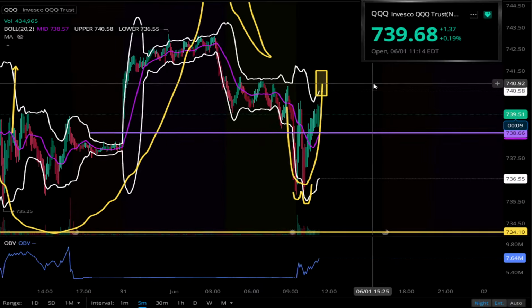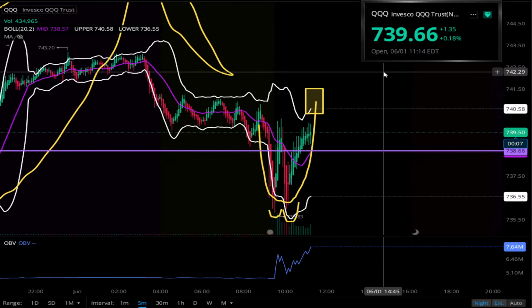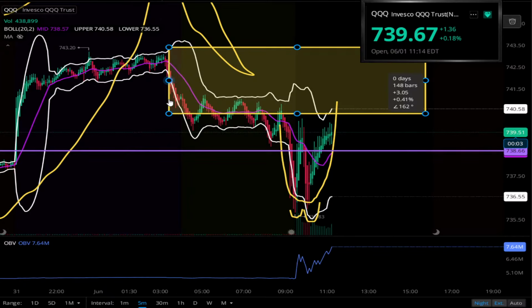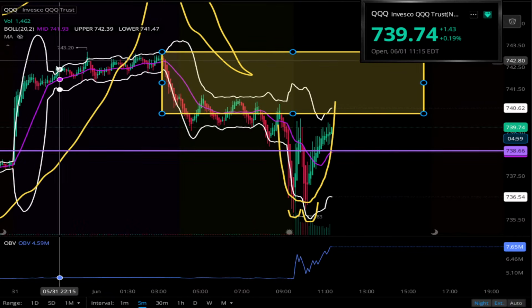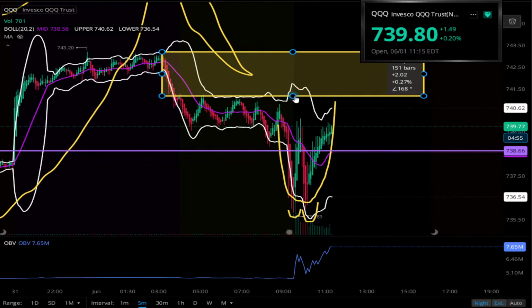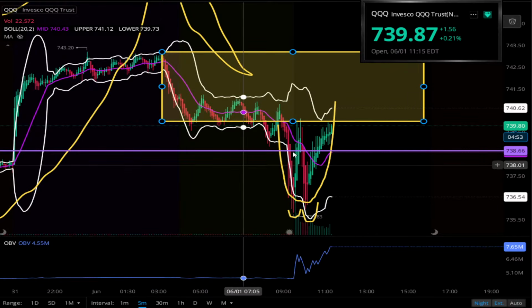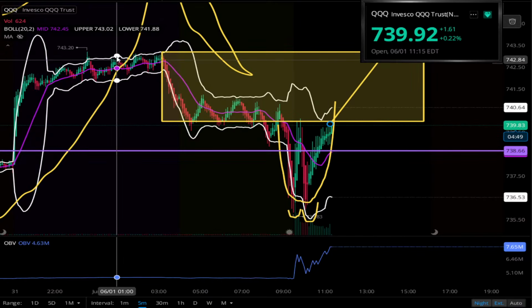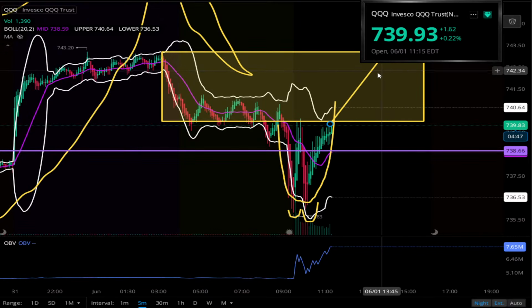Now, one thing that still is concerning, and it's pretty much going to be concerning the entire session, is that there is this very large inverse cup formed here. And until this is invalidated, meaning we need to push all the way to close that cup, okay?